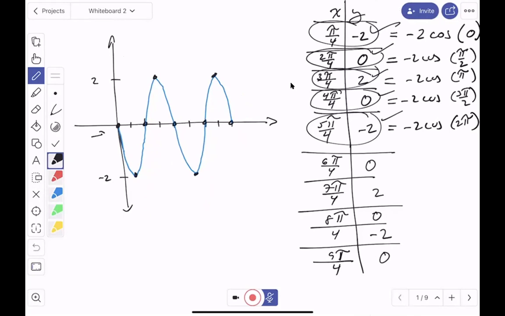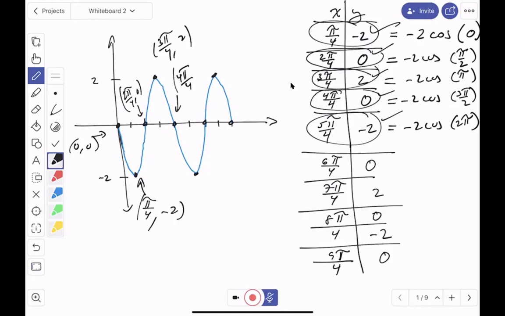All right, first point, 0, 0. Second point, pi over 4, comma, minus 2. This point, which is my third point, that's going to be 2 pi over 4, comma 0. It's coming from the table. Next point, 3 pi over 4, comma 2. Next point, 4 pi over 4, comma 0. Next point, 5 pi over 4, comma minus 2. Next point, 6 pi over 4, comma 0.